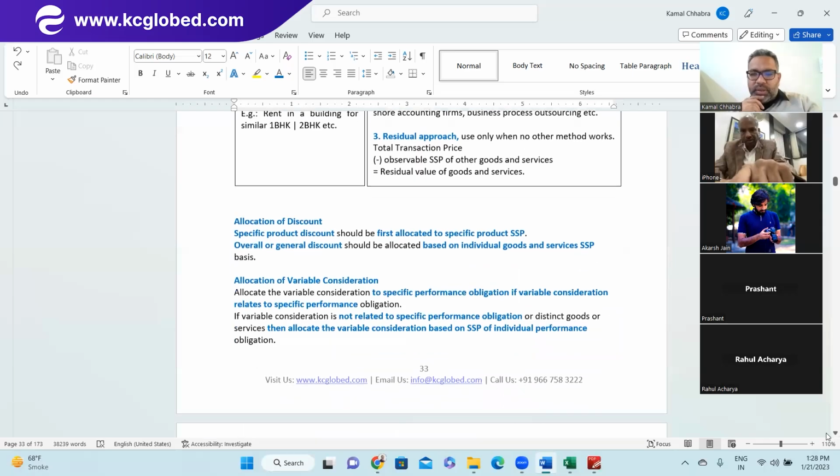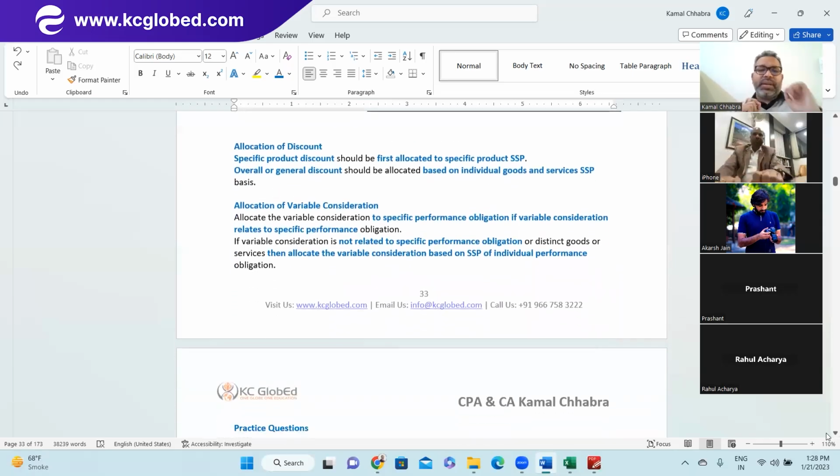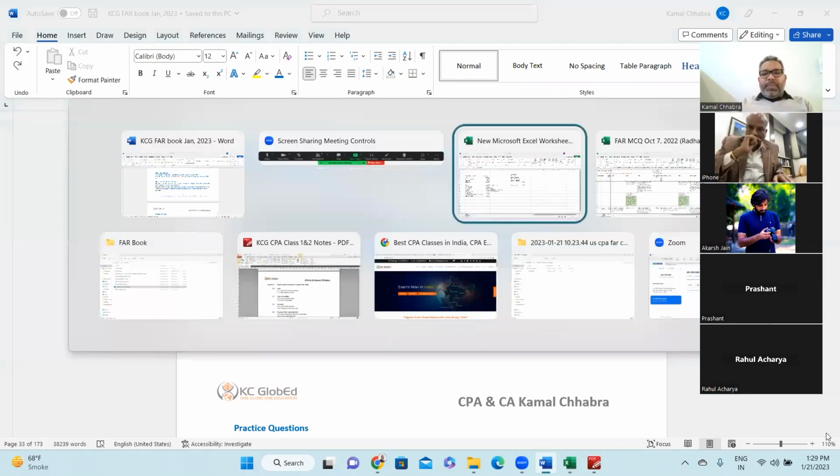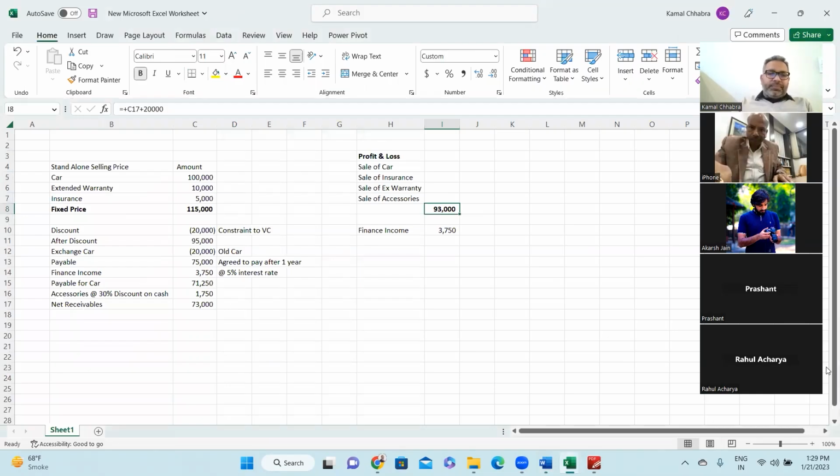Okay, so now we are jumping into the next topic, that is called allocation of discount. Allocation of discount is always specific to the product discount. First, it needs to be allocated to the specific product's standalone selling price. Then whatever is the overall or general discount should be allocated based on the individual goods and services' standalone selling price basis.